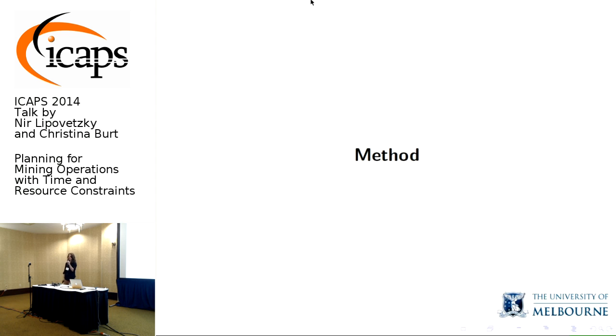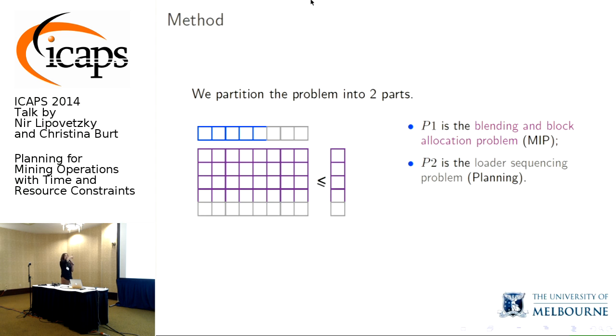So now I want to describe the method that we came up with. The simplest thing you could possibly think of would be to partition this problem, decompose it into the part that is easily solvable by a mixed integer program and the part that's easily solvable by a planner. The very first published linear program was actually a blending problem. So what we aim to do is solve all of the allocation problem and the blending problem with a mixed integer program and the remaining planning problem with a planner. But we'd like to do this in a slightly more intelligent way, and that's what we aim to do.